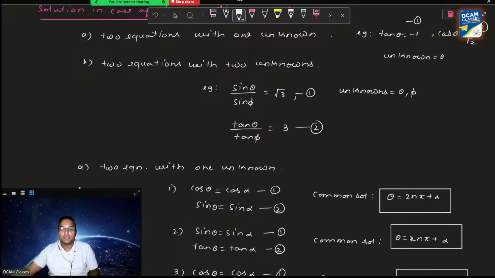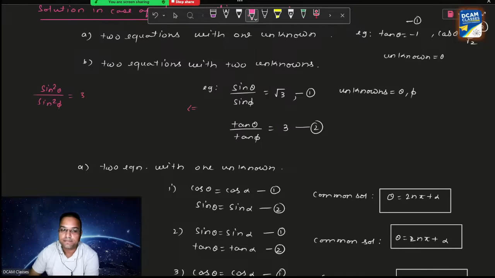How will we do it? These two equations are given to you. See, for example, in this particular case of two equations with two unknowns, just square the first equation. It will become sine square theta by sine square phi is equal to 3. But according to the second equation, it is tan theta by tan phi.